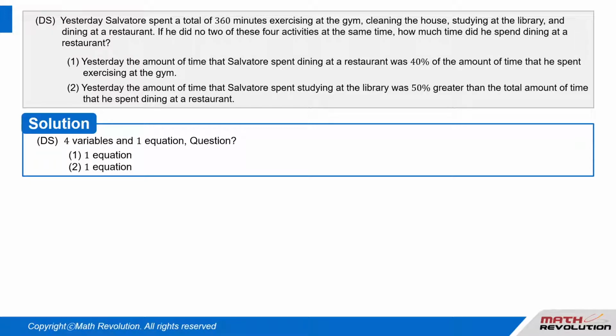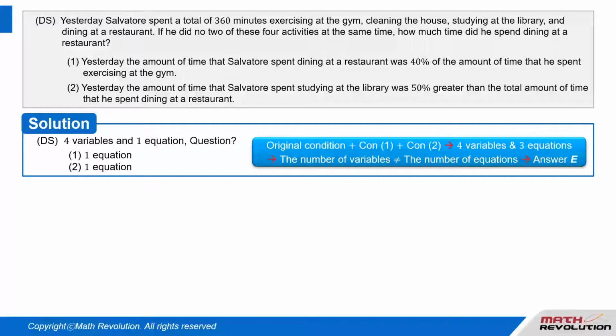Let's look at a DS question with 4 variables and 1 equation in the original condition. Now, 4 variables and 1 equation would generally require 3 more equations for us to be able to solve for the variables. We know that each condition would usually give us an equation, resulting in a total of 3 equations, 1 each from condition 1 and condition 2, and 1 from the original condition.